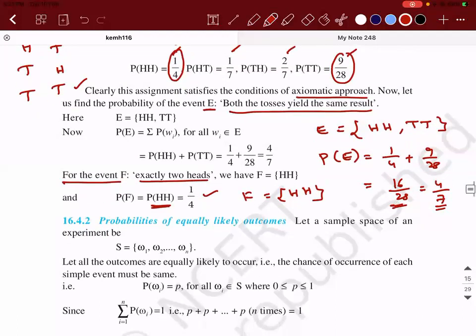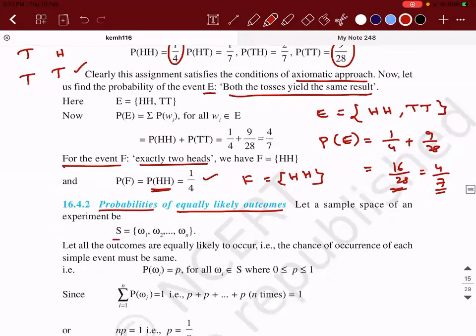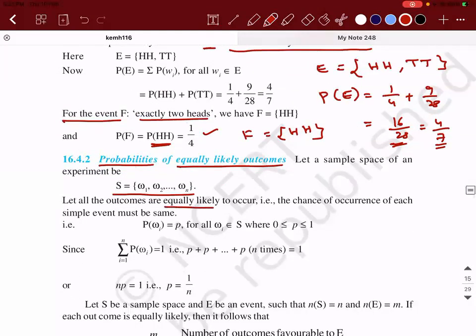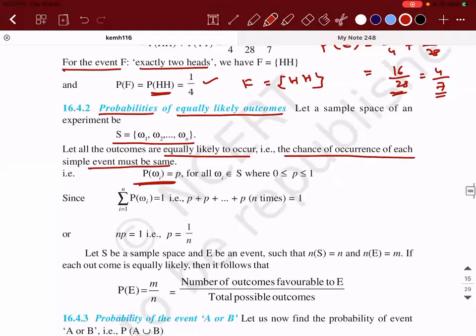Okay. Next, what we will see is probability of equally likely outcomes. So equally likely means every particular outcome has equal probability. Okay, let a sample space of an experiment be S is equal to omega 1, omega 2, so on till omega n. Let all the outcomes be equally likely to occur. That is, the chance of occurrence of each of the sample events must be the same. So probability of every event is, let's say it is P, then the sum of all the P's put together should give you 1.